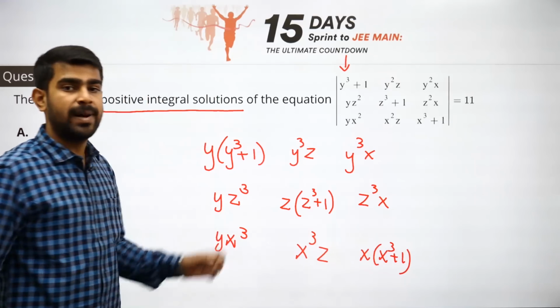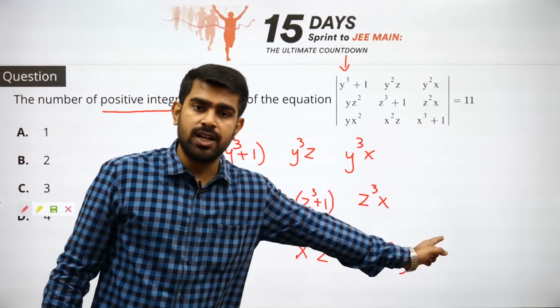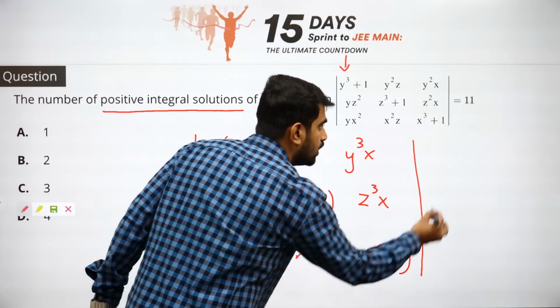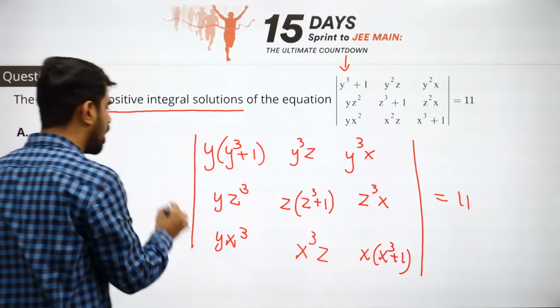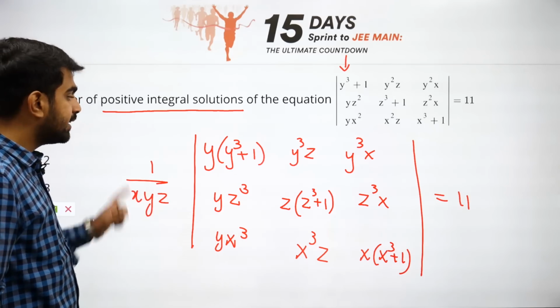So what did I do? Multiply by y to the first row, z to the second row, x to the third row. That is what I did. And since I multiplied, what should I do? I should also divide, right? How can I just multiply? That is not allowed. Now watch carefully.